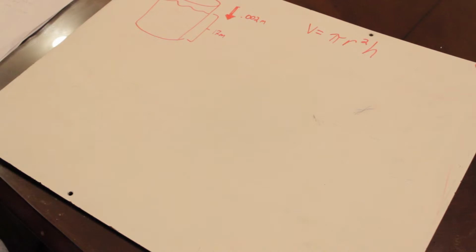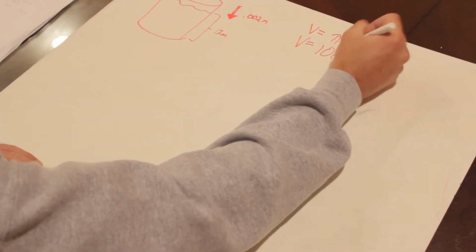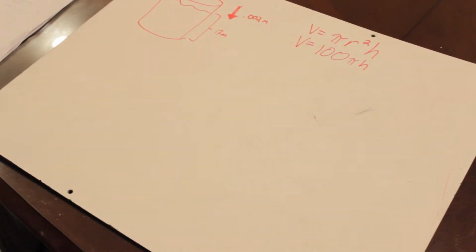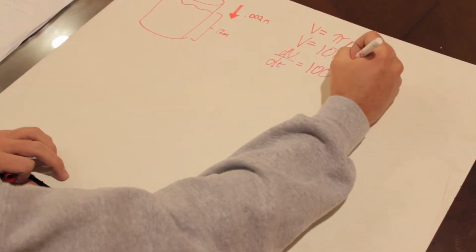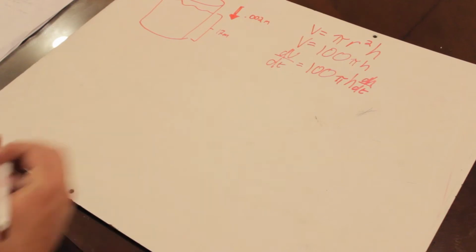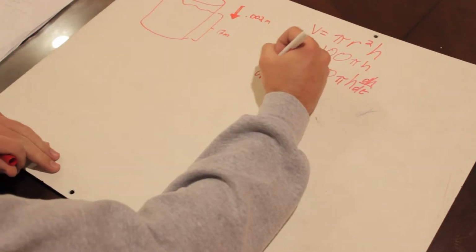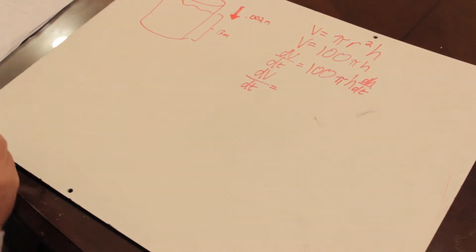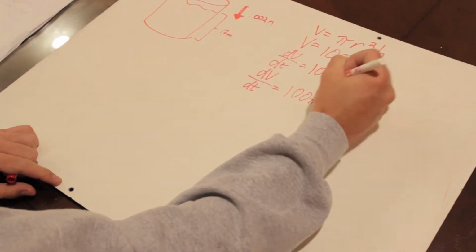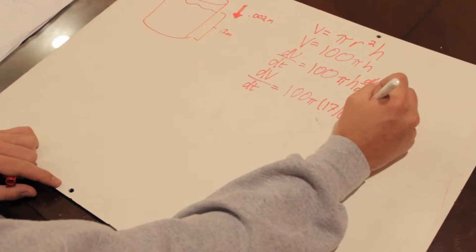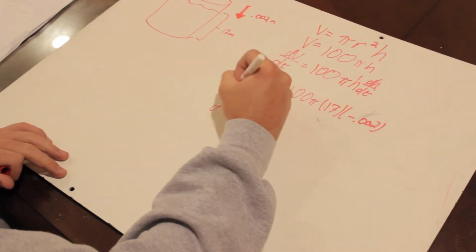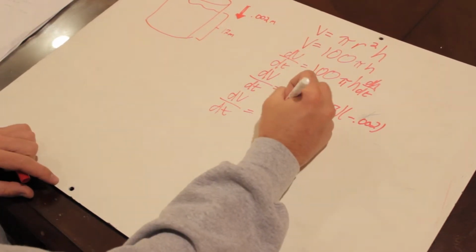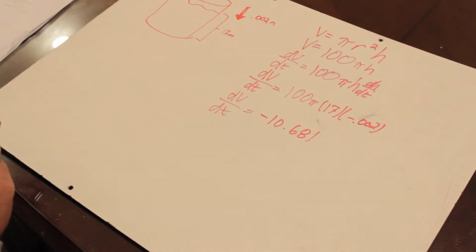And so the radius is a constant, so we can apply that now. And 10 squared is 100. And so now we take the derivative of this equation. So the derivative of the volume equals 100 pi h dh over dt. And so now we can plug in what we know. We do not know yet the rate of change of the volume, but we do have 100 pi, and the height is 17, and the rate of change is negative 0.002. It is negative because it is decreasing. And so when we put it all together, the rate of change of the volume is negative 10.681. So we'll save this number for later.